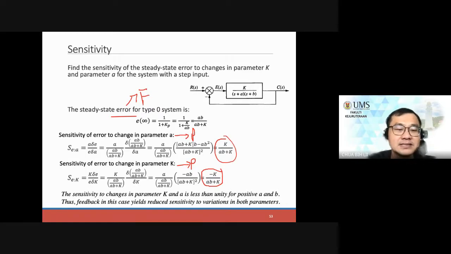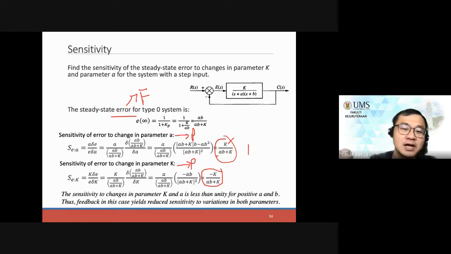The sensitivity change of the parameter k and a itself is less than 1 for positive a and b. So you have to try with different constants, to change them, to see how the error will respond to the changes.